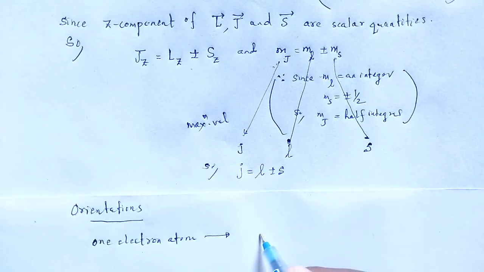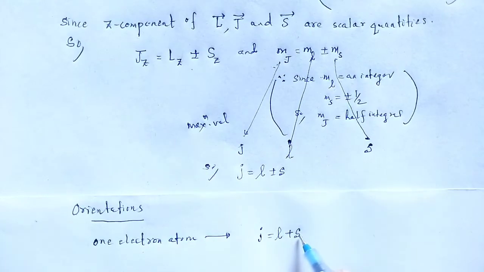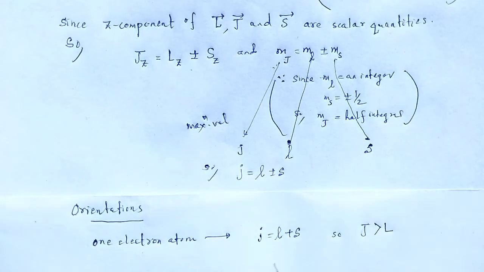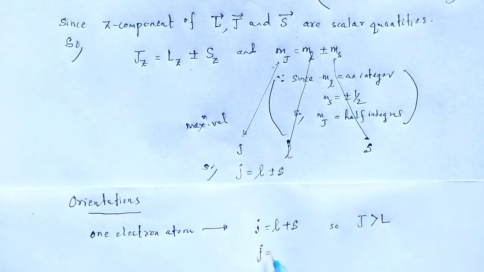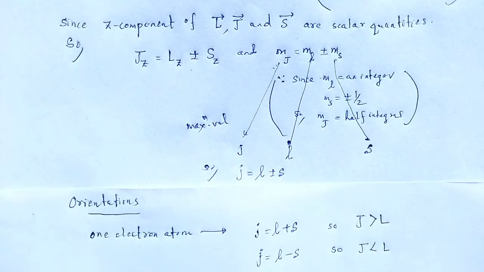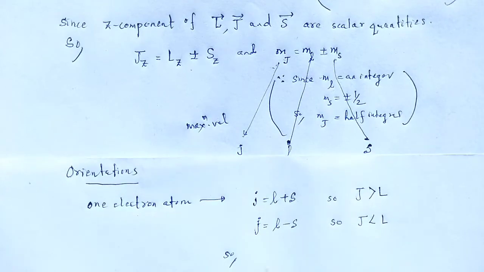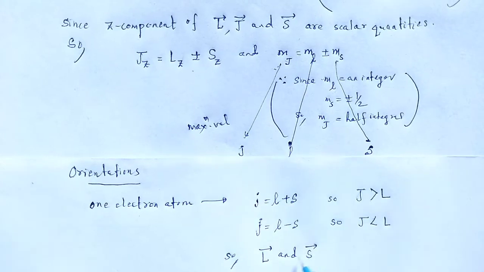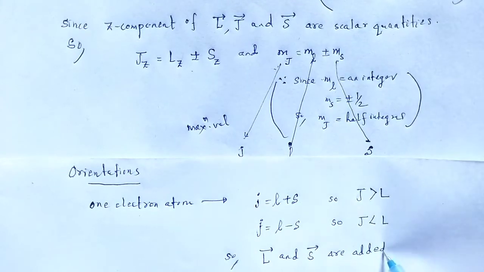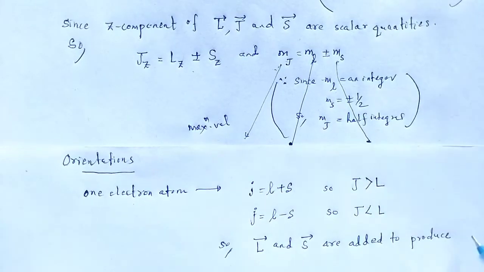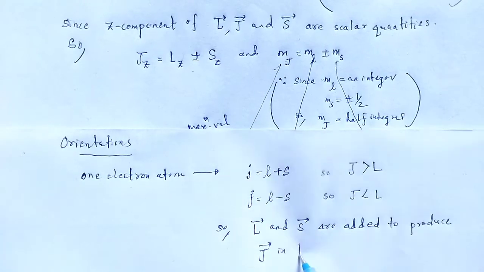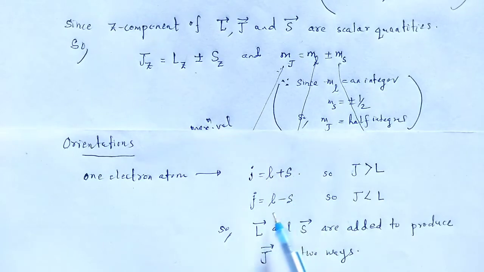So J is equal to L plus S. Here capital J is greater than L, and in another orientation J is equal to L minus S, so J is less than L. So the L vector and S vector are added vectorially, using the vector addition rule, to produce the J vector in two ways. The two ways are given as L plus S and L minus S.